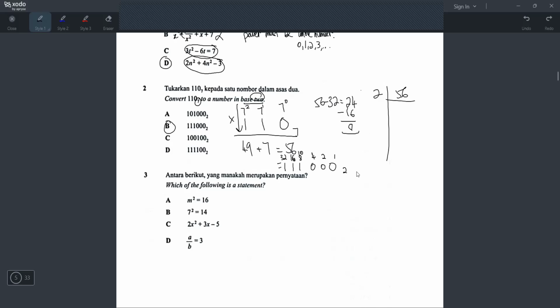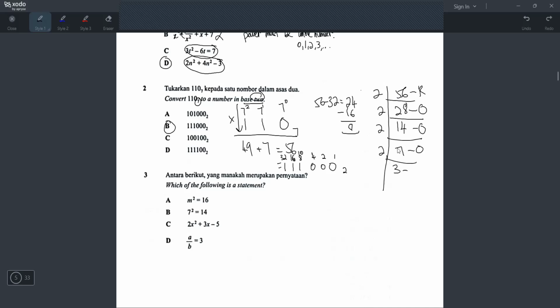All right, so this is the method that I will use. But of course, if you want to do it like this, you can also. I will show you how. 56 divided by 2, 2 times 28 is 56, remainder 0, right? Here you write the remainder. Then divide 2 again, 28 divided by 2 is 14, remainder 0. 2 times 7 is 14, remainder also 0.